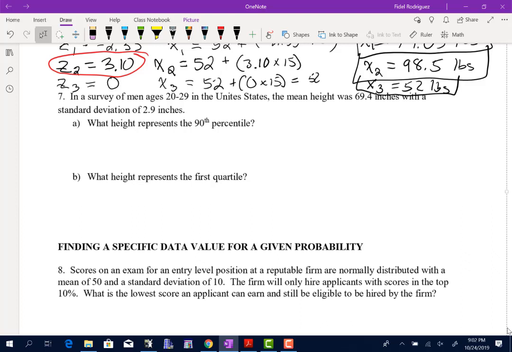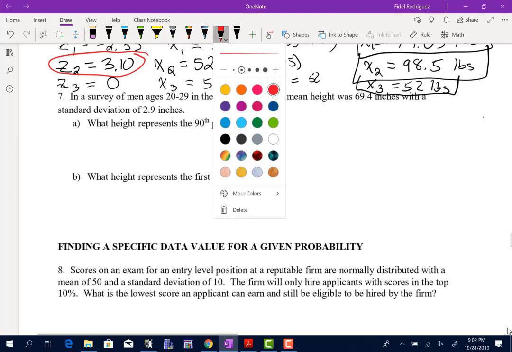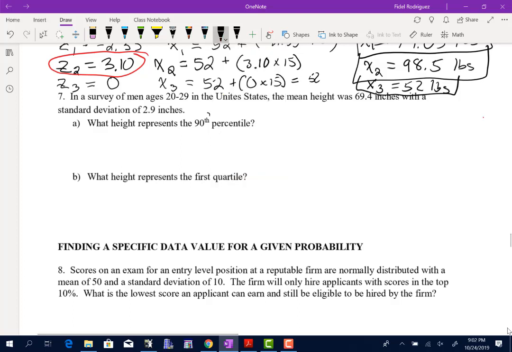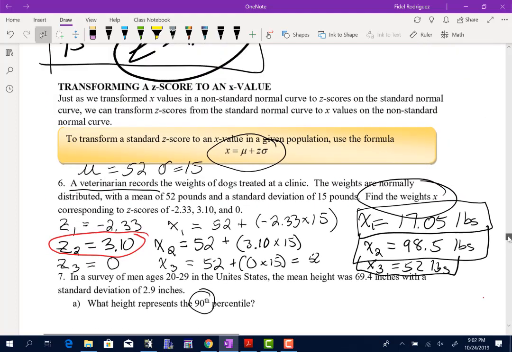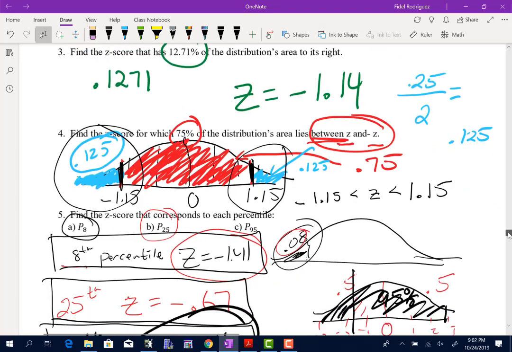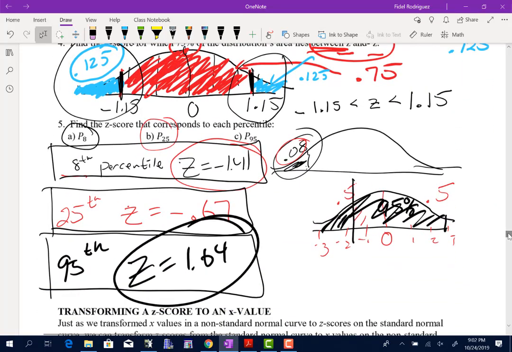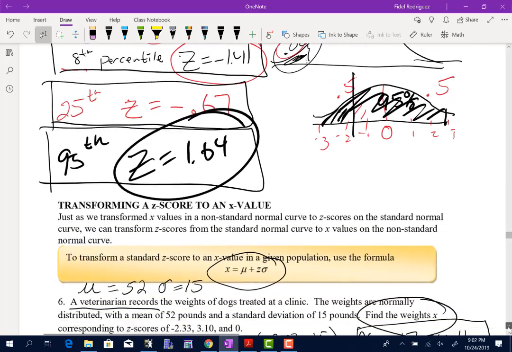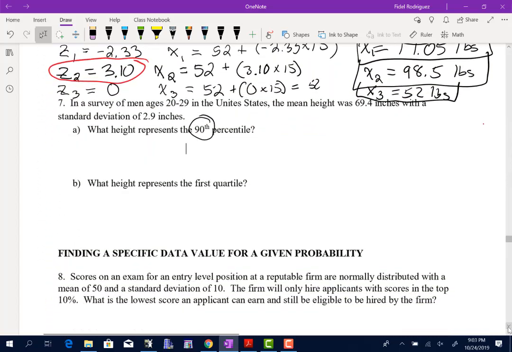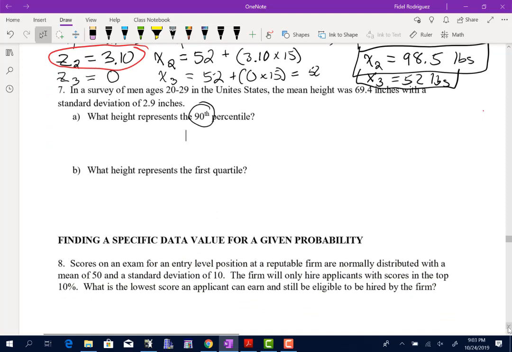Okay, so guys, remember what the 90th percentile is? We're going to find the z-score that corresponds to the 90th percentile. I want you to slow down a little bit. See how we did these problems right here? When we said, if we have the 8th percentile, my z-score is negative 1.41. If we have the 25th percentile, we're looking at 0.67. If we have the 90th percentile, we're finding the z-score to be 1.64. So for this next problem, do we know what the z-score is right now? No. So let's find the z-score that corresponds to the 90th percentile.